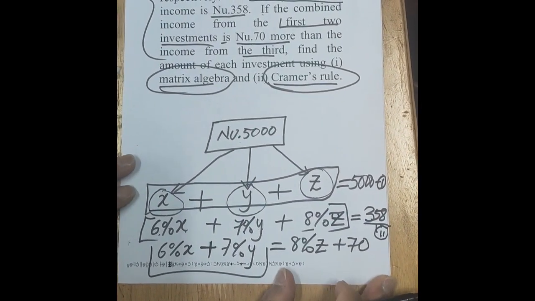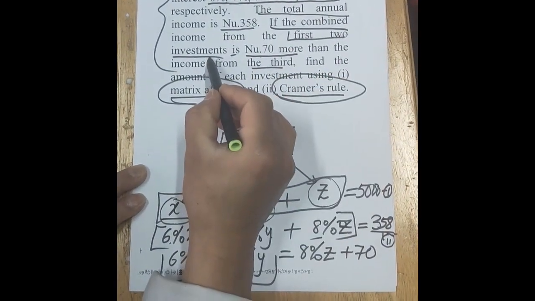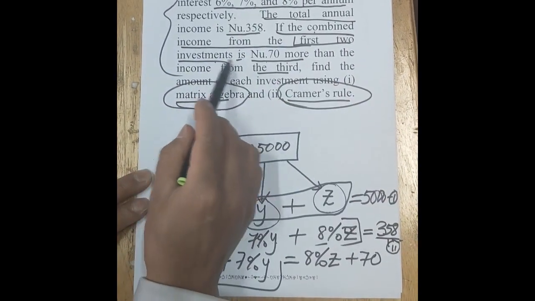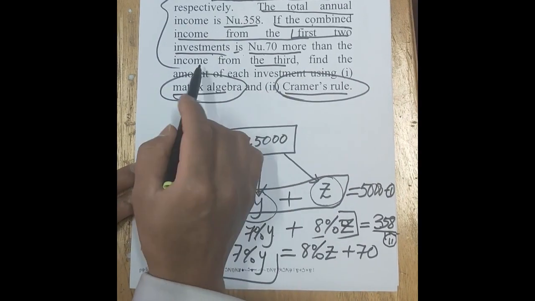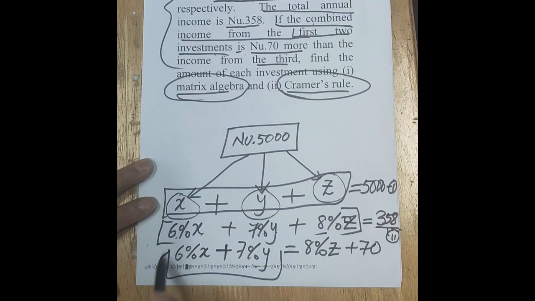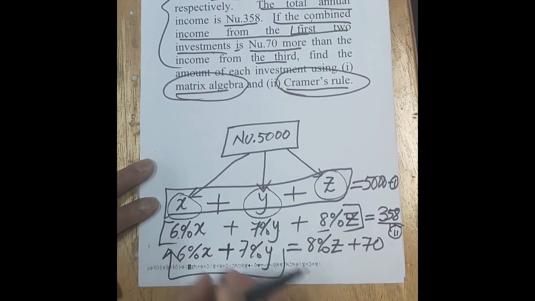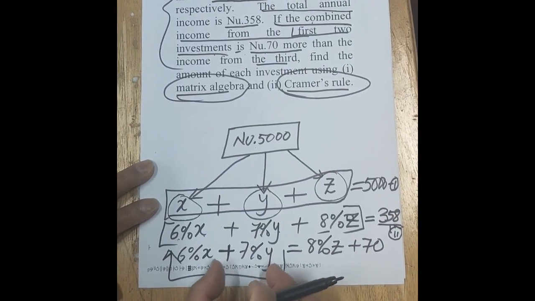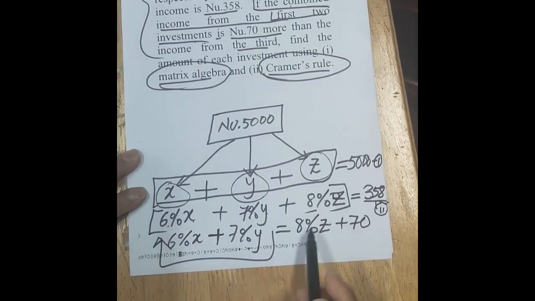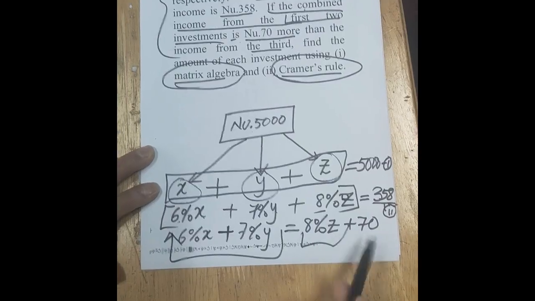And from where do you get a third equation? Our last equation comes from this sentence: if the combined income from the first two investments is ₹70 more than the income from the third. What it's saying is that if you add the income of the first two investments, that is 6% in X and 7% in Y, that income should be equal to ₹70 more than the third investment. Third investment is 8% of Z.